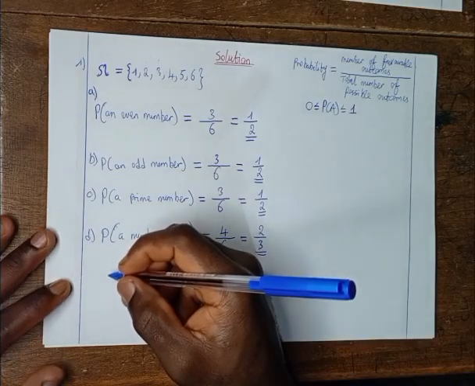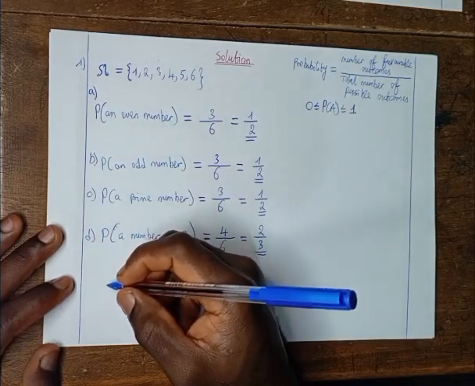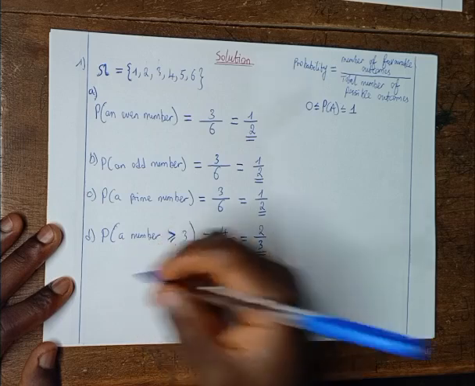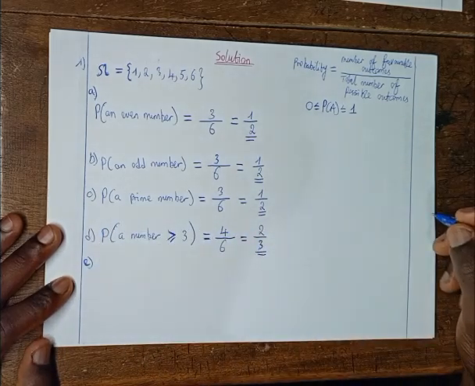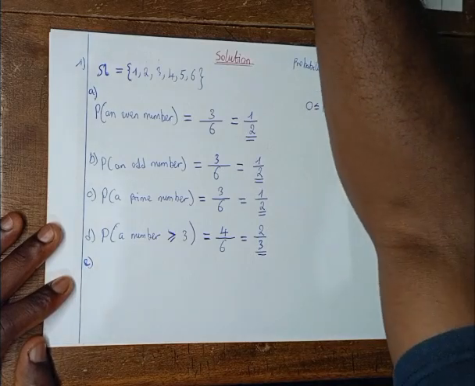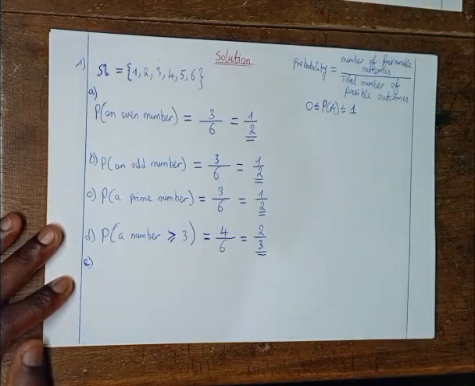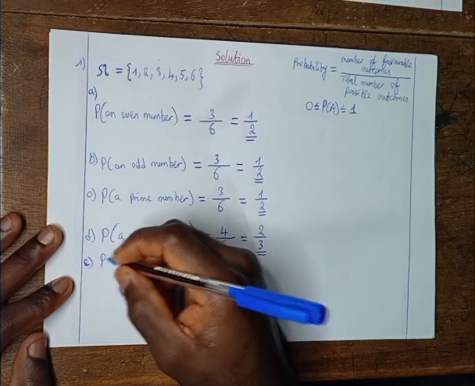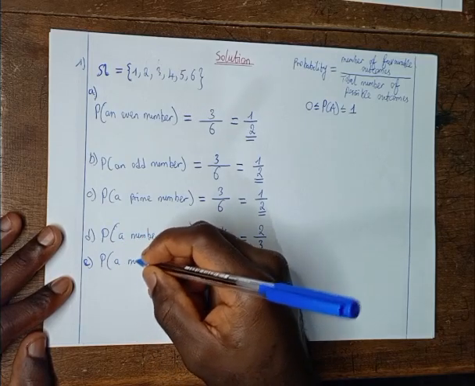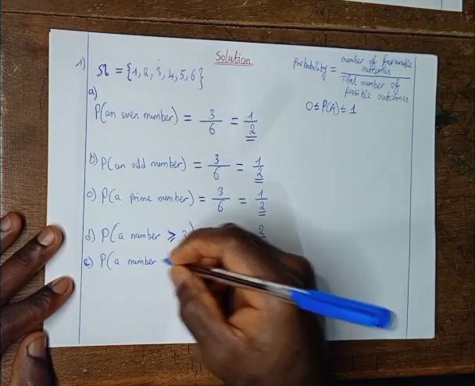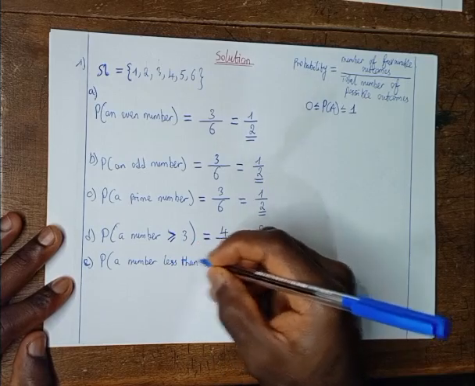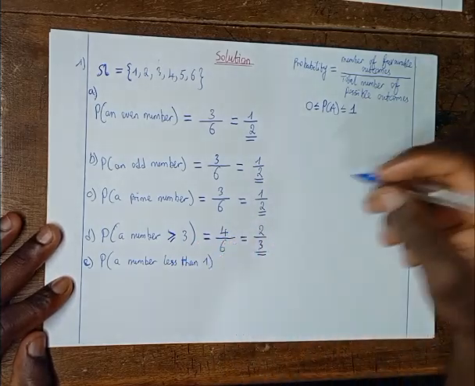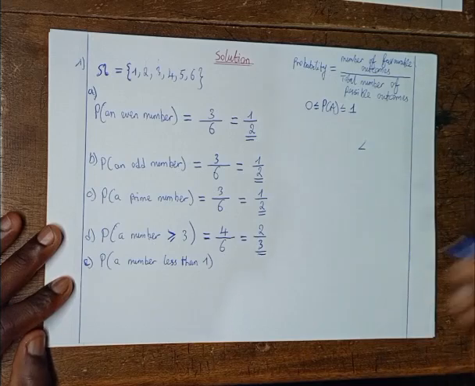Next, we have to go to question E. Question E says a number less than 1. For question E, a number less than 1. Probability of getting a number less than 1. We know we denote less than by making use of this symbol.